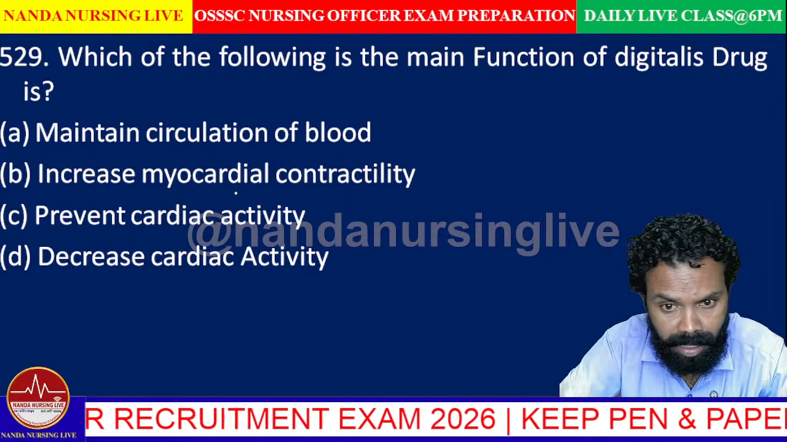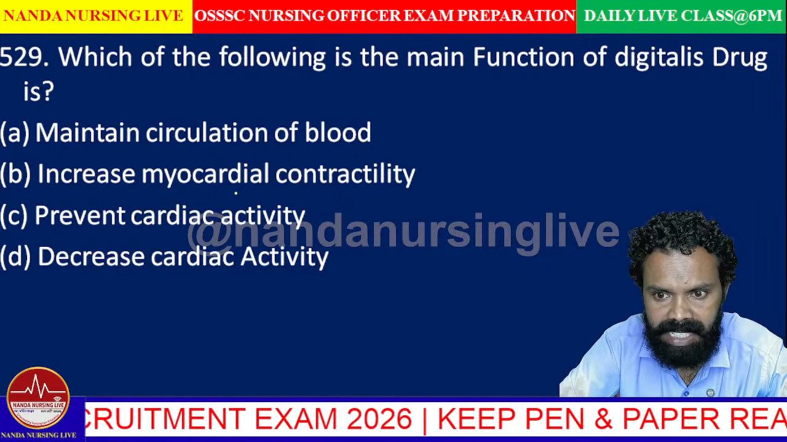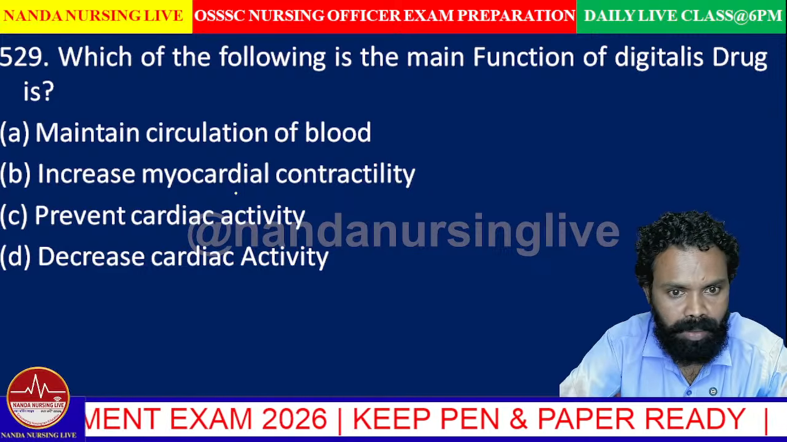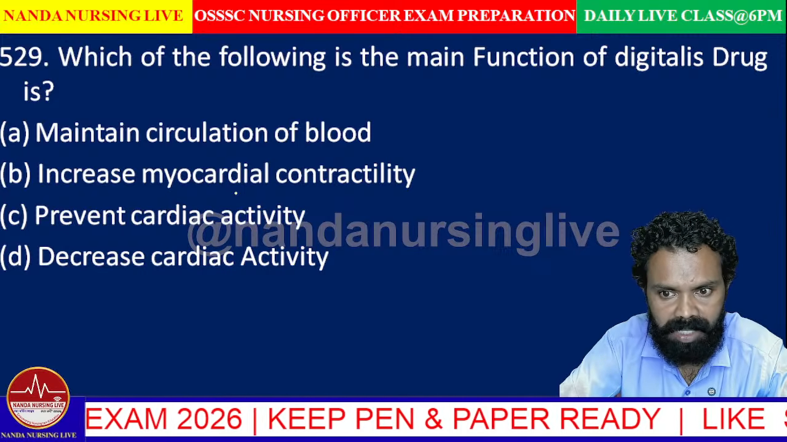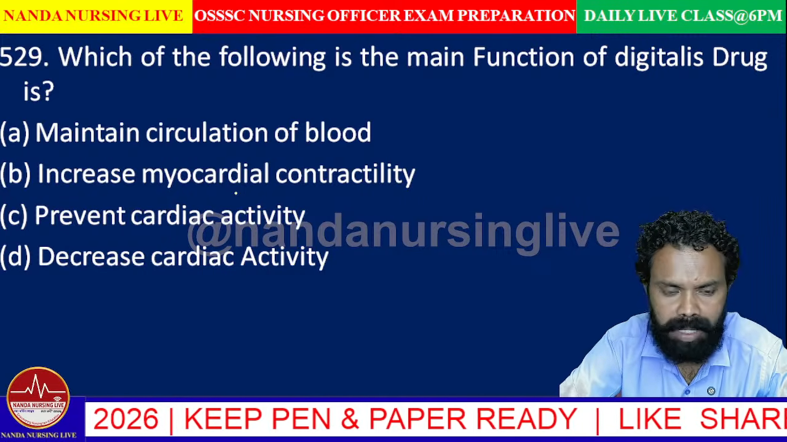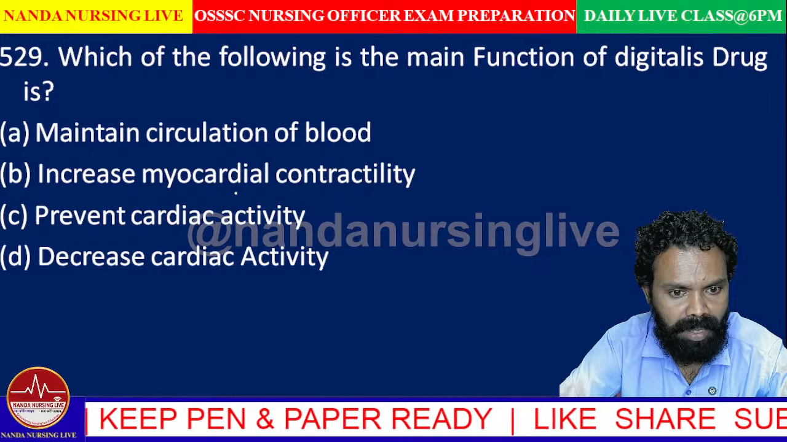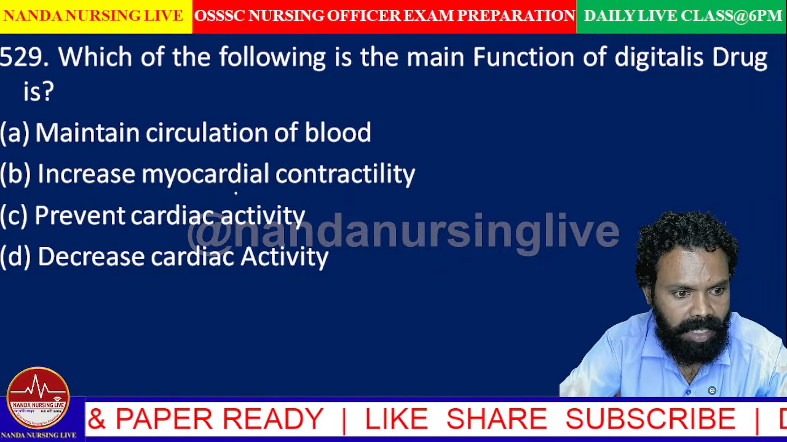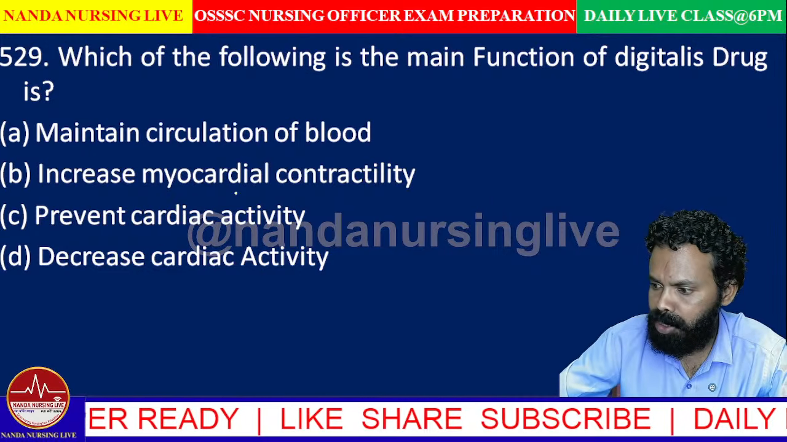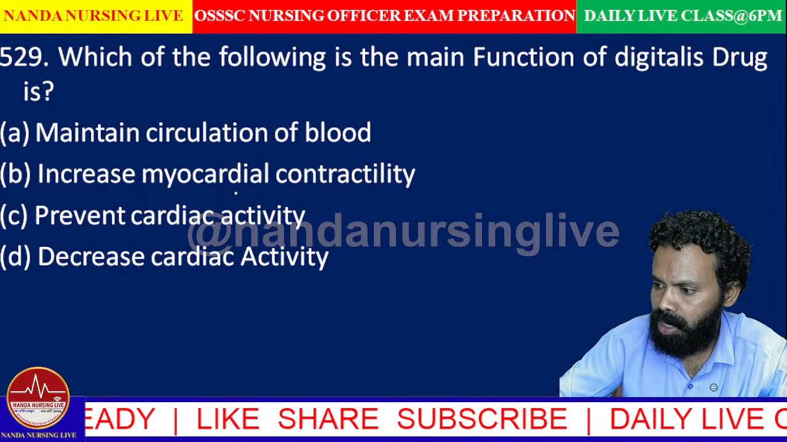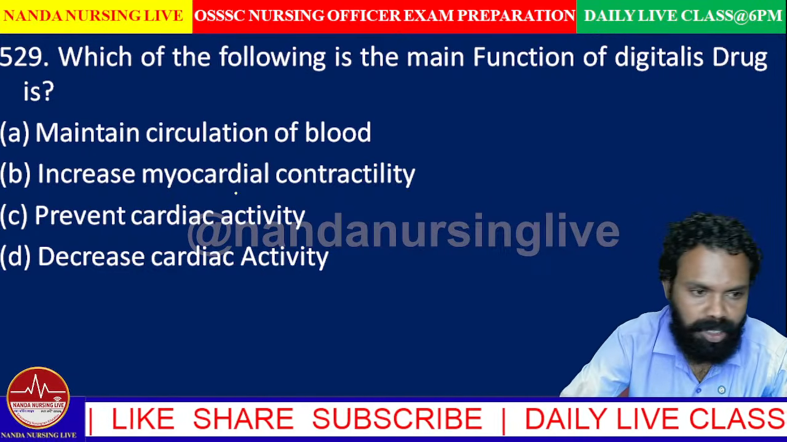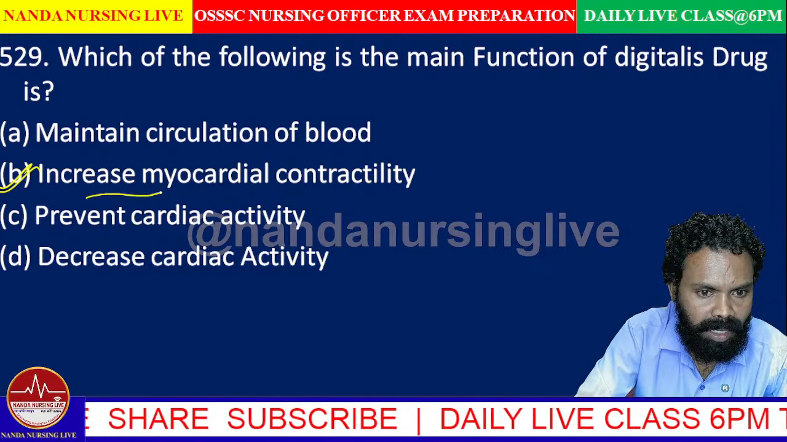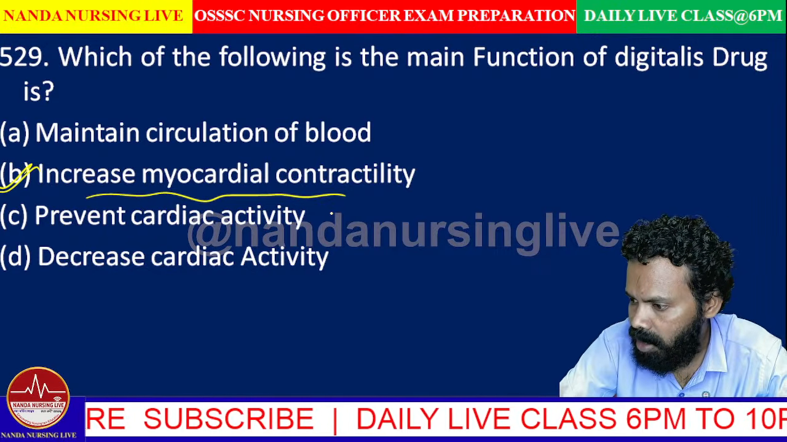Which of the following is the main function of digitalis drug each? Option A is maintain circulation of blood, option B is increase myocardial contractility, option C is prevent cardiac activity, option D is decrease cardiac activity. So which option is the correct answer? फटाफट आंसर कर दो. So correct answer is beta option B is the correct answer, increase myocardial contractility, right?